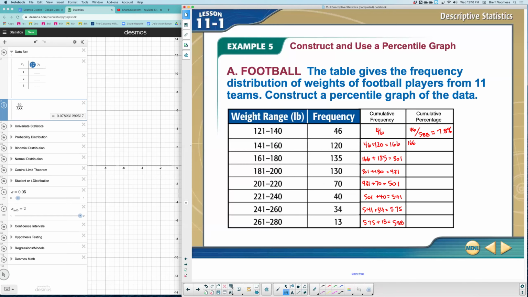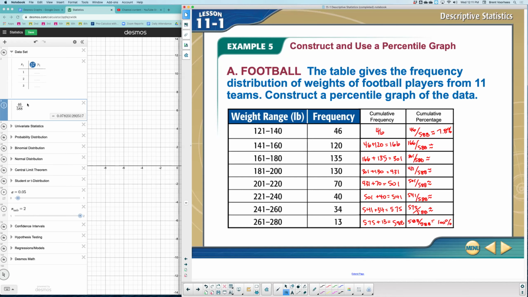And so the next one, we take 166 and divide that by 588. I'm going to write all these out here. 301 divided by 588. Then 431 divided by 588. Then 501 divided by 588. 541 divided by 588. 575 divided by 588. And then finally 588 divided by 588. This one I don't need a squiggly equal sign for, and it will equal exactly 100%, because that is the whole.